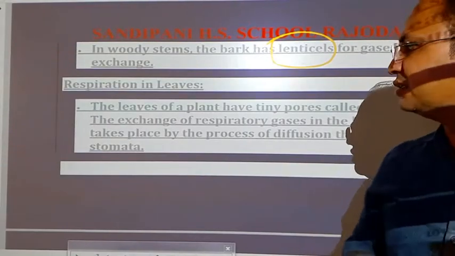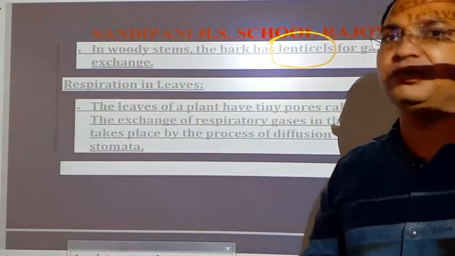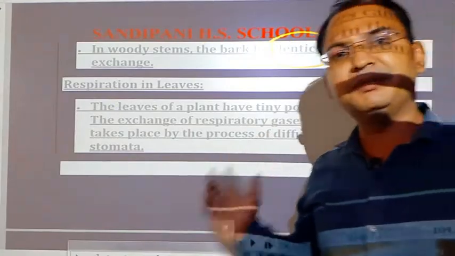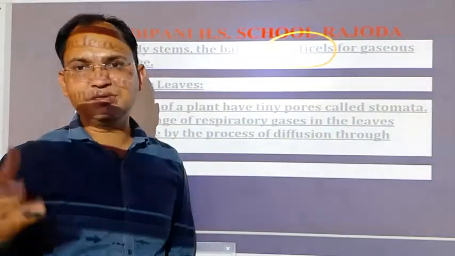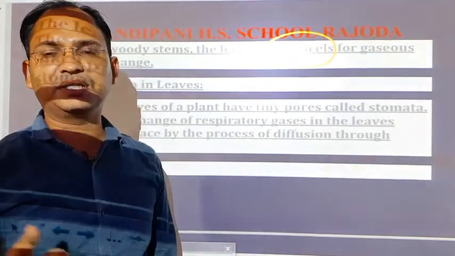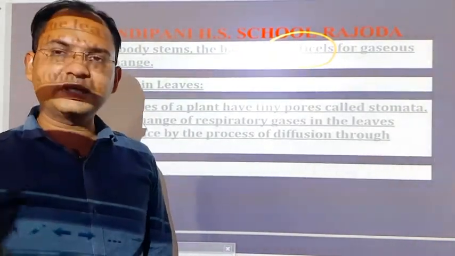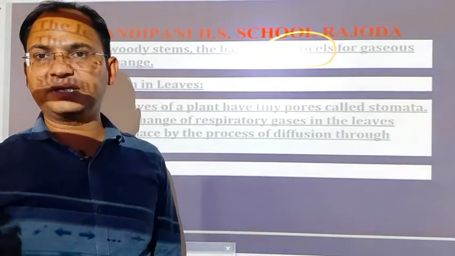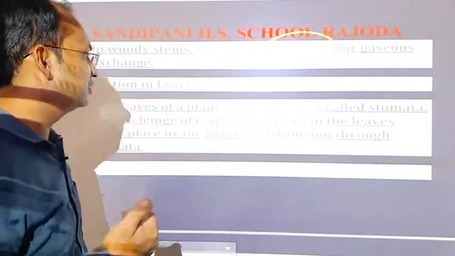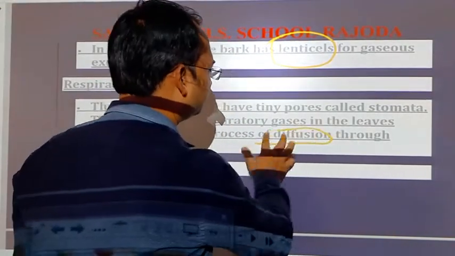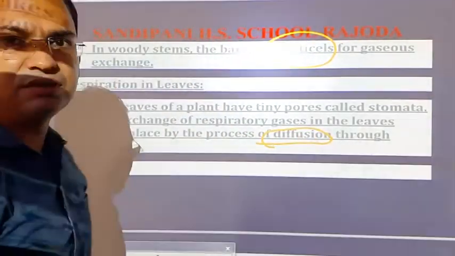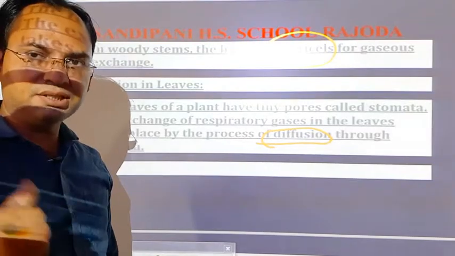Now, students, respiration in leaves. It is the simplest type of respiration that takes place in the leaves, because leaves have a large number of stomata on their surfaces. So, they can easily intake oxygen through the stomata and give out carbon dioxide through the process of diffusion. Remember, diffusion is the process by which plants intake oxygen and give out carbon dioxide.